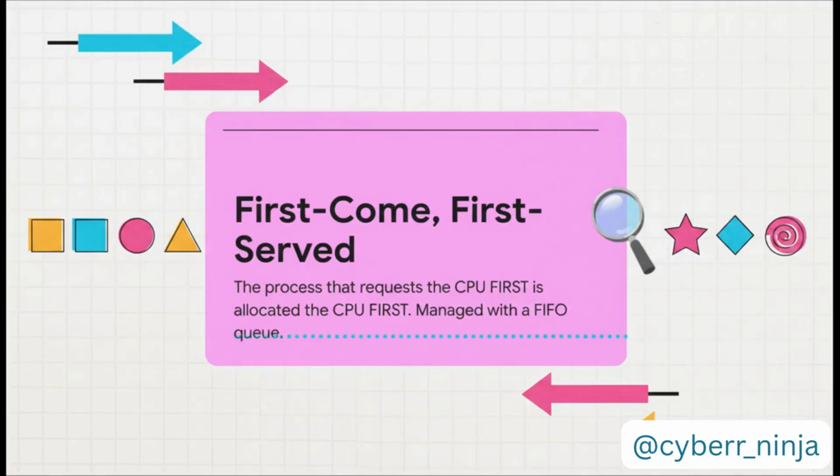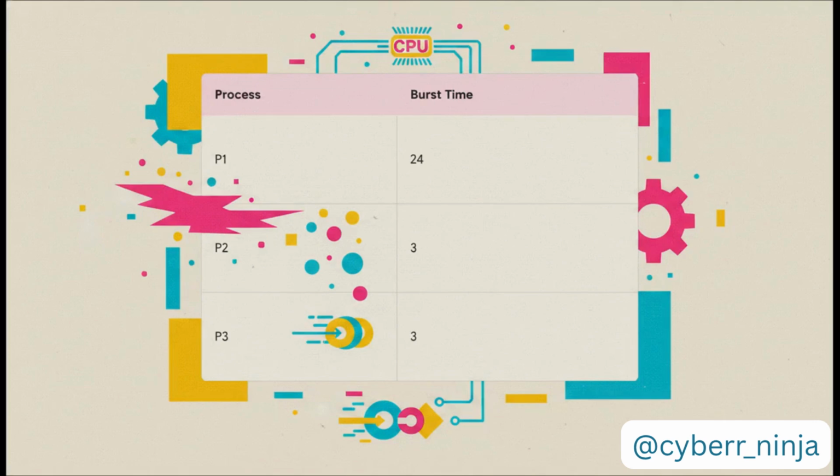First come, first served, or FCFS, is exactly what it sounds like. It's just a simple line. First one in, first one out. Super straightforward, right? It's fair in one sense, but as we're about to see, it's not always very efficient. So let's set the stage. Imagine three processors show up in this order: P1, then P2, and finally P3.